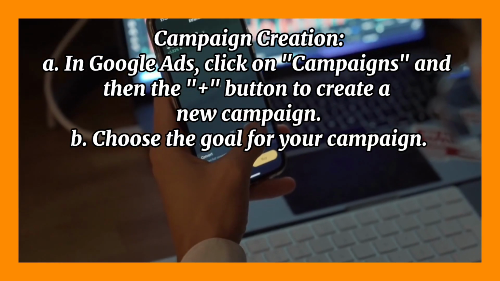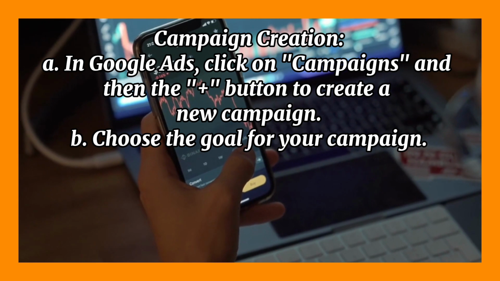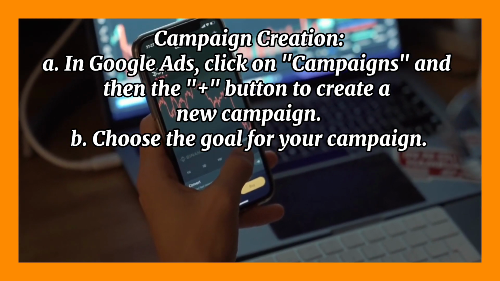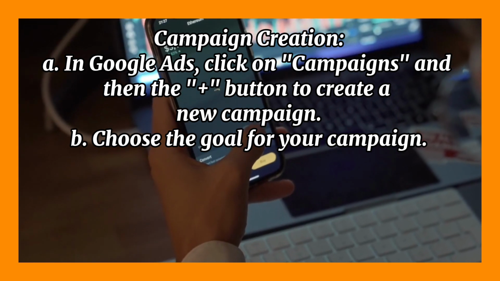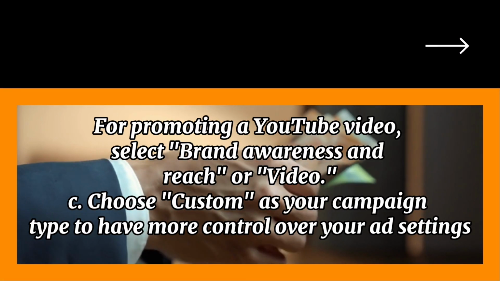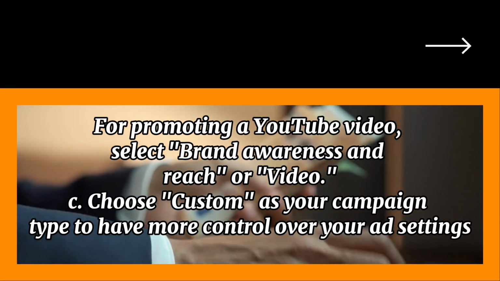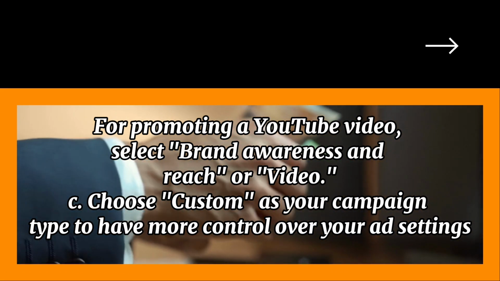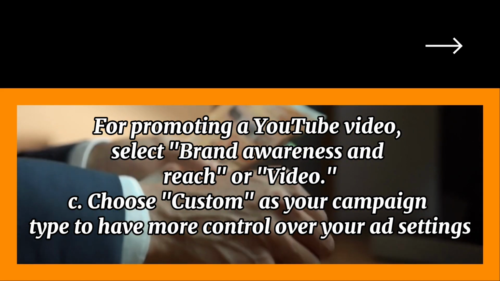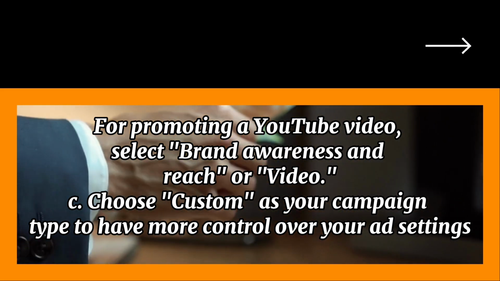Campaign creation. A. In Google Ads, click on campaigns and then plus button to create a new campaign. B. Choose the goal for your campaign. For promoting a YouTube video, select brand awareness and reach or video. C. Choose custom as your campaign type to have more control over your ads settings.